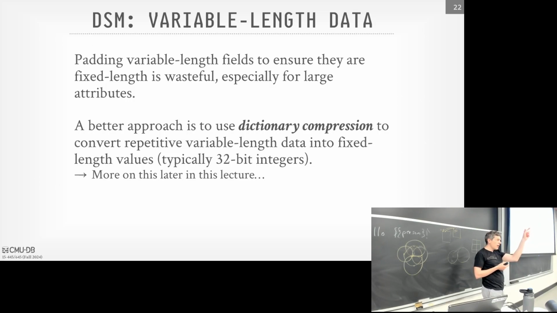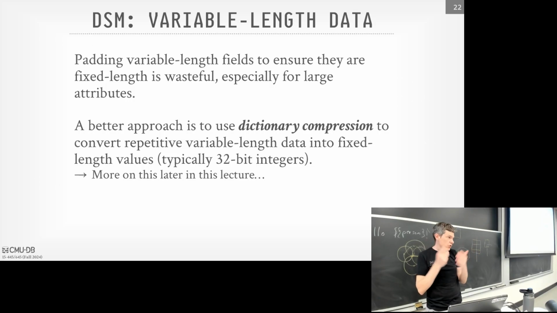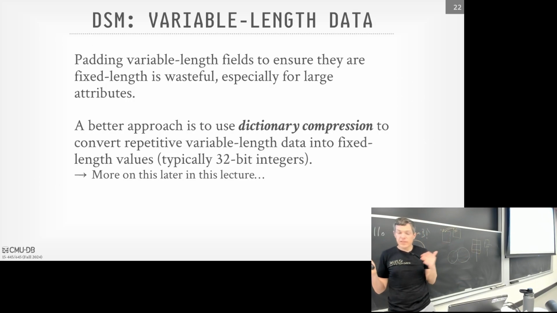You're taking an arbitrary string, and instead of storing that string in the column, you're going to store a number, an integer, a dictionary code that maps to that string. So I have a separate data structure that keeps all my strings and the mapping from codes to the actual original values. And then in my columns, I'm just going to store the integers. And now everything's fixed length, and we're all happy.